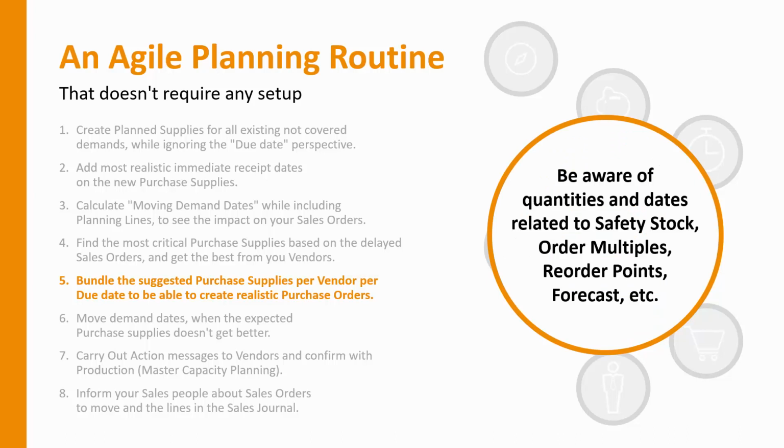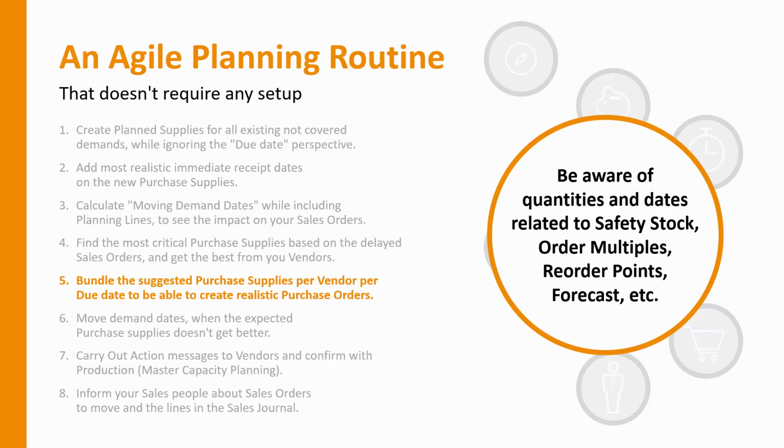But when you do it, you should be aware of the quantity and dates related to safety stock, order multiples, reorder points, forecast, etc. Because if this is the first run of your agile planning and you run it based on 0 level, it might not have taken into account reorder points, etc. And of course, we don't want to order a too small quantity of the item if, for instance, we have a reorder point or reorder quantity that is higher than it suggested.